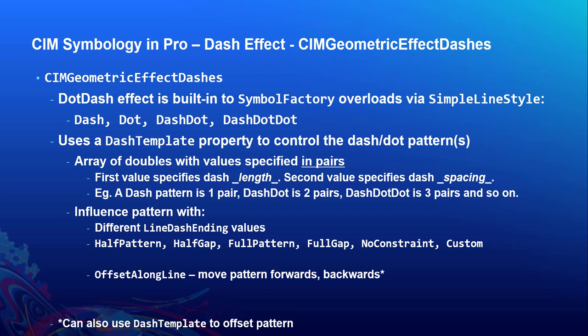You can influence the pattern by applying different line dash ending values. For example, half pattern, half gap, full pattern, and so forth. And that really applies, sort of an offset. You can begin instead with a full dash with a half dash, or instead of a full gap, you can begin with a half gap, and so on and so forth. There's also an offset along line property that you can use to move the pattern forwards and backwards along the line. As denoted by the asterisk, you can actually also use the dash template to offset the pattern. I'll show you an example of that.